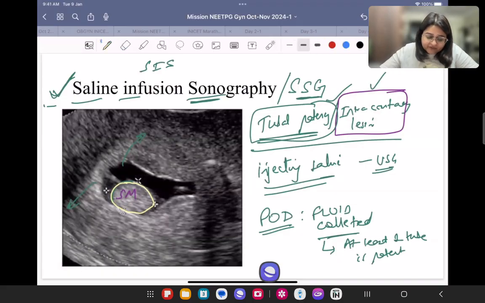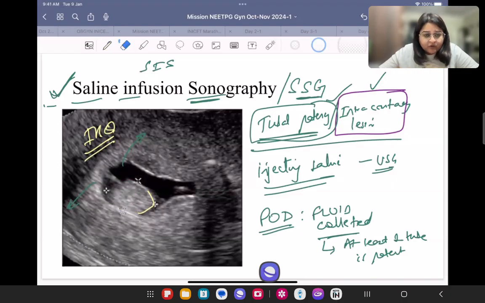Now, another common question they asked, which has come in the exam is, so you've seen an intracavitary lesion. Now, how do I know this is a polyp or how do I know this is a submucosal fibroid?